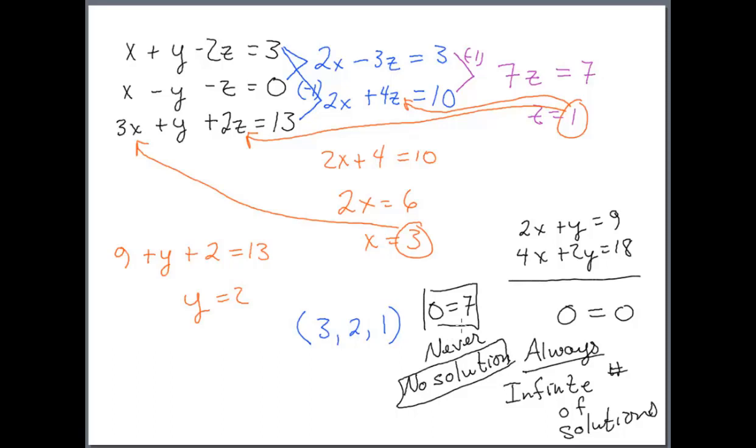So those are the two kind of exceptional cases where you may end up with 0 equals 0 or some other always true statement, in which case you have an infinite number of solutions. And 0 equals 7 will give you no solution whatsoever.